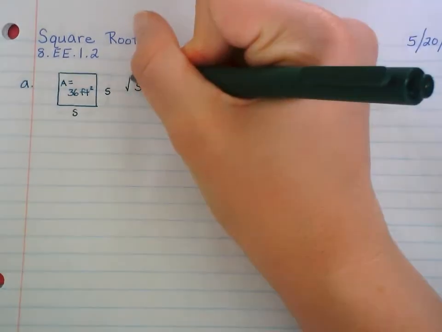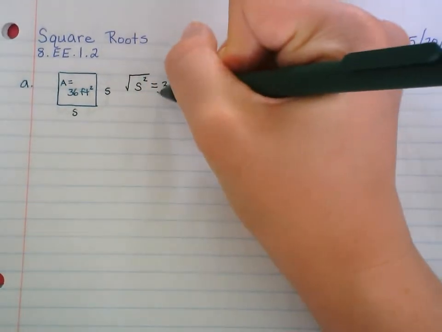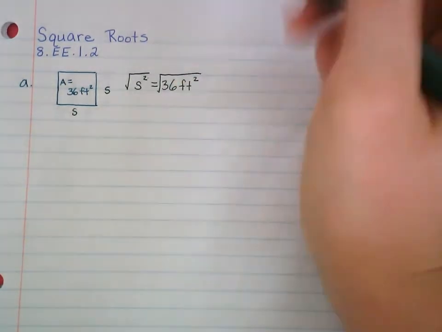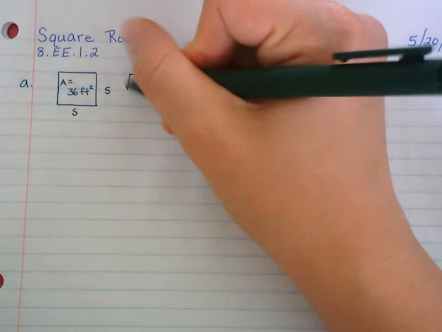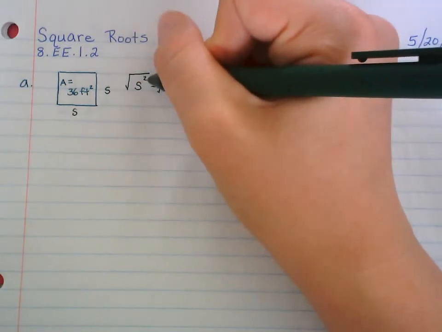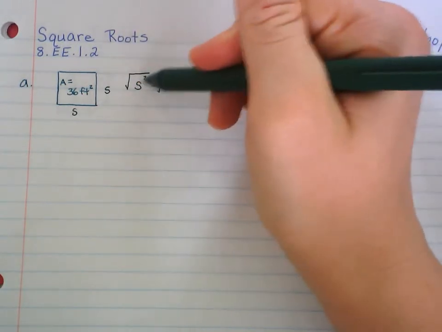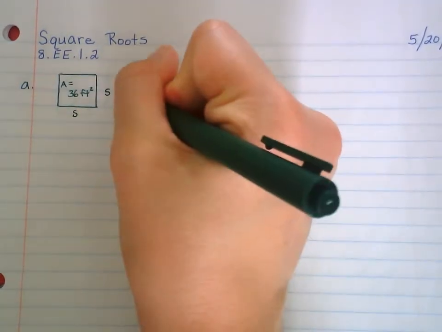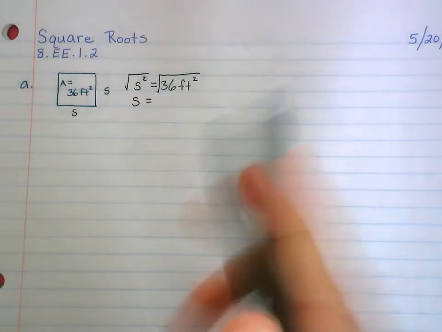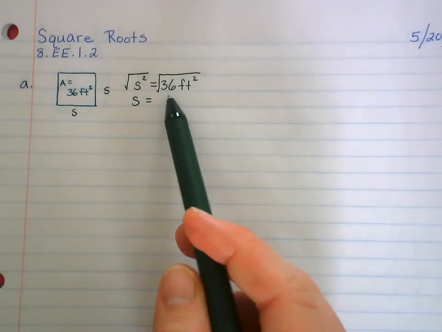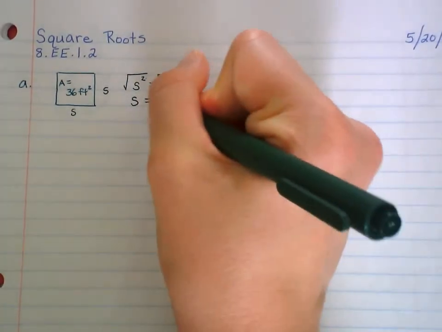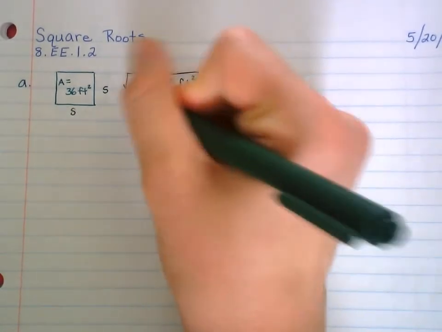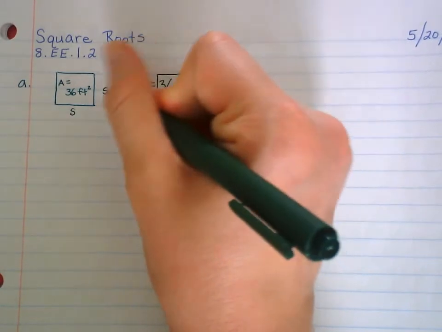So you take the square root, you put a radical sign on both sides. The radical and the square cancel each other out. So the square root of s squared, that's saying what times itself equals s squared? Well, s times itself equals s squared, so that's s. Okay, well, what number times itself equals 36? We know it's 6. Radical and the square cancel out, so it's 6 feet. So we know the side length equals 6 feet.